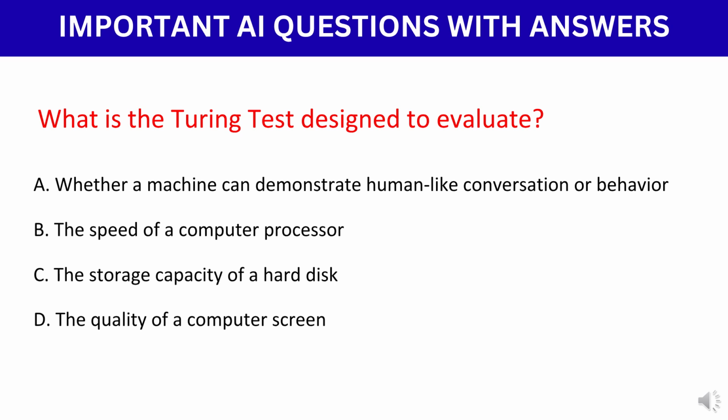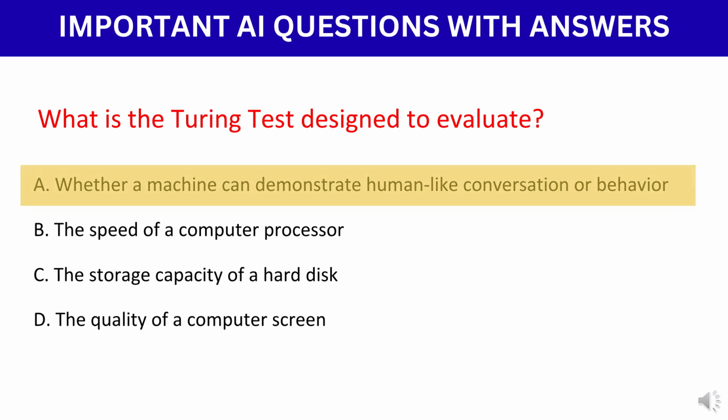Question number 28. What is the Turing test designed to evaluate? Option A. Whether a machine can demonstrate human-like conversation or behavior. Option B. The speed of a computer processor. Option C. The storage capacity of a hard disk. Option D. The quality of a computer screen. The correct answer is option A. Whether a machine can demonstrate human-like conversation or behavior.